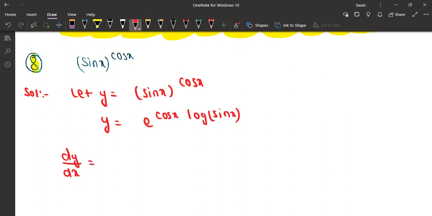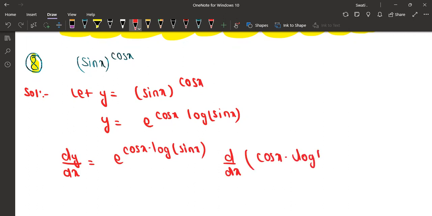By using the chain rule, we will do the derivative. So this will become dy dx, and this will become the exponential function as it is, e raised to cos x log sin x. And then by using the chain rule, we will write this as the derivative of cos x times log sin x.